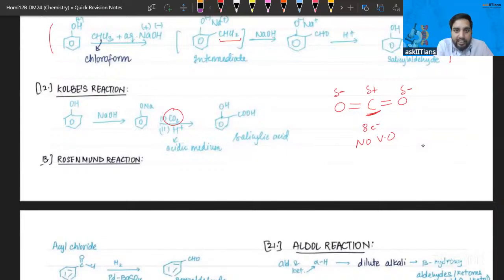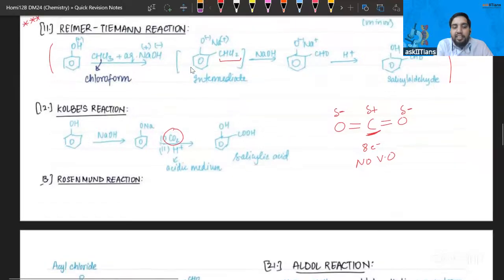If you look at the Reimer-Tiemann reaction, which is also known as RTR, and Kolbe's reaction, both are examples of electrophilic substitution reactions. Here we get salicylic acid as the product, which is 2-hydroxybenzoic acid.